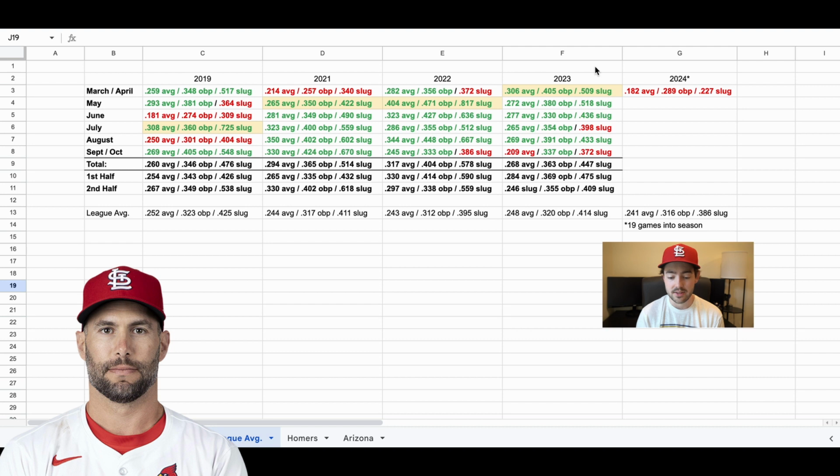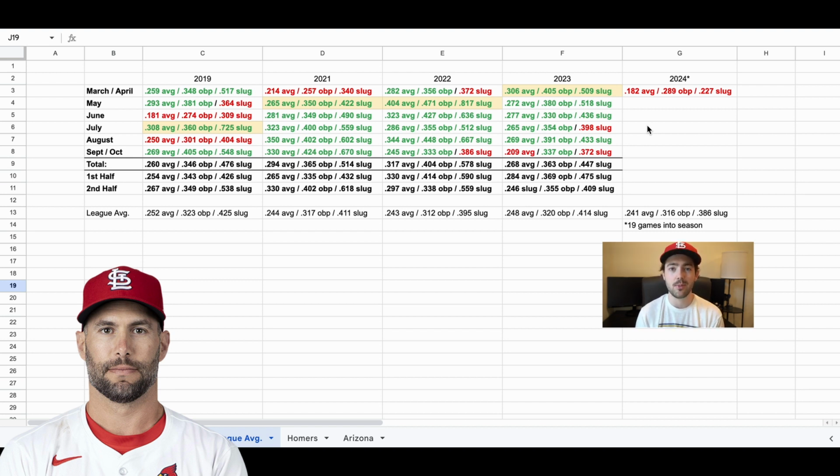Those are all considerably above the league average, and he continued to play above league average, although the slugging percentage did dip and then dip below league average right here. Paul Goldschmidt still had a very, very good 2023, which I was a little shocked at.